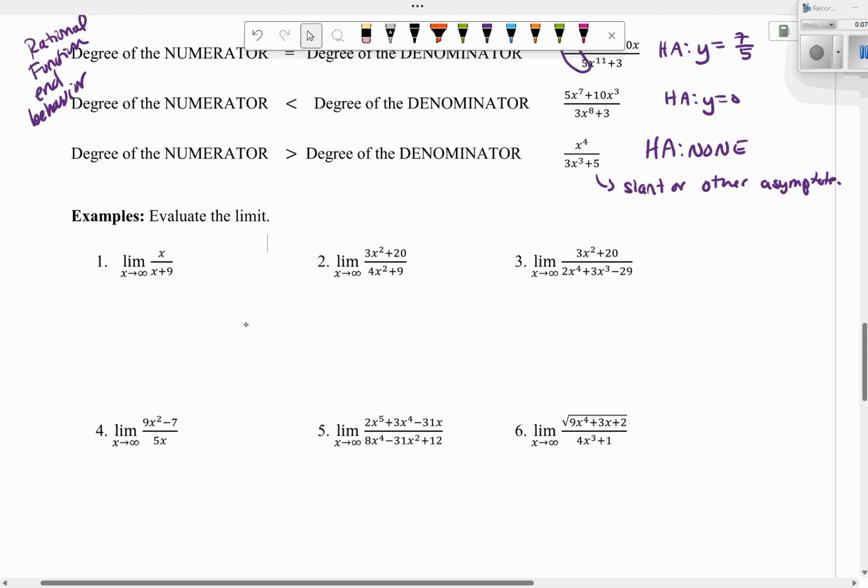So here we can see we have a degree 1 over degree 1. This is a rational function. So therefore, it's the leading coefficient. So this is approaching 1. So that means that this has a horizontal asymptote at y equals 1.